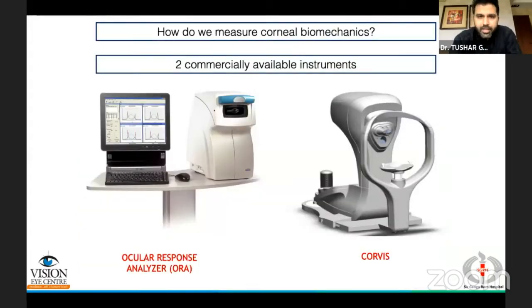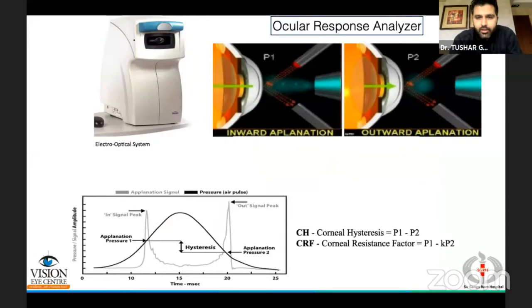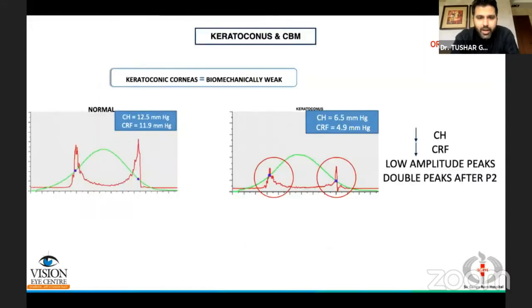So how do we measure corneal biomechanics? There are two different devices that are commercially available. The first one is the Ocular Response Analyzer. This was the first one to be introduced, launched in 2004. It uses a bidirectional applanation process using an air puff and gives you two parameters, which are the corneal hysteresis and corneal resistance factor, both measures of viscoelasticity of the cornea. And it's quite evident, as in this image, that these parameters are reduced in weaker corneas, for example, the ones who have keratoconus.